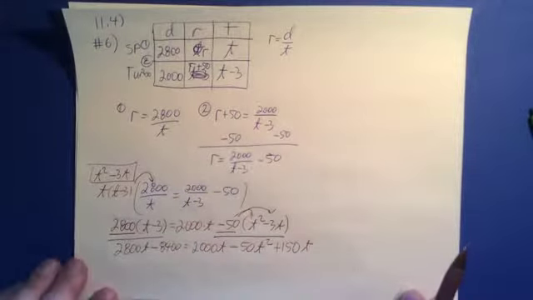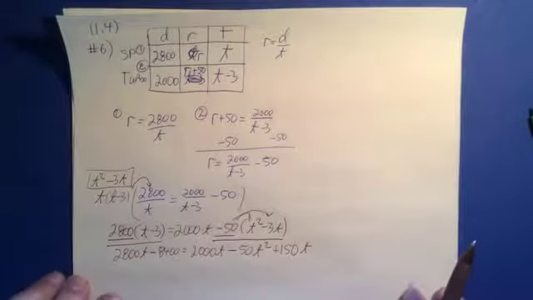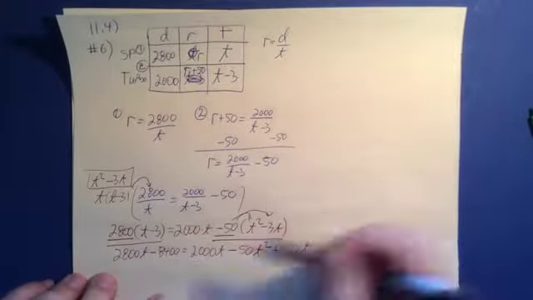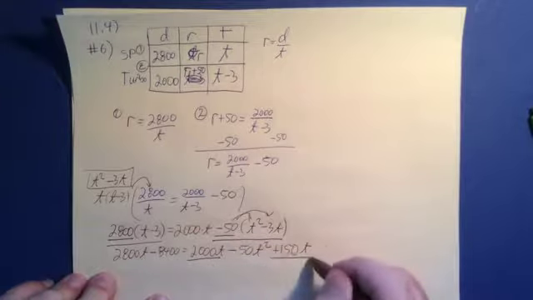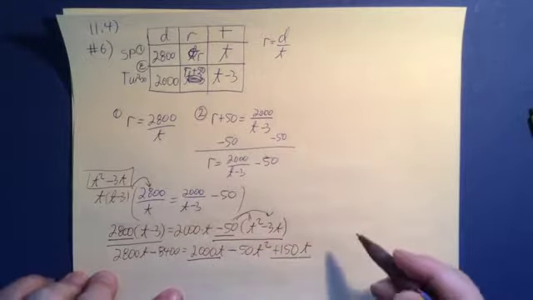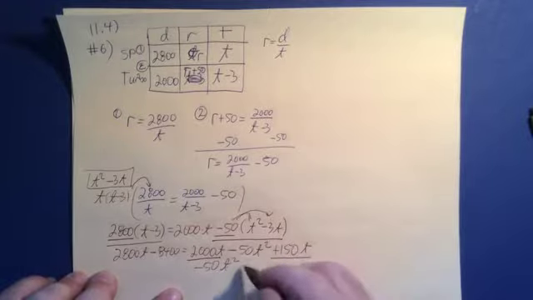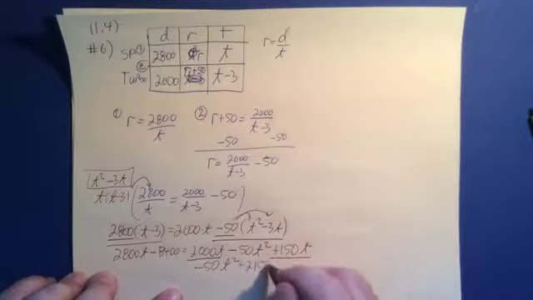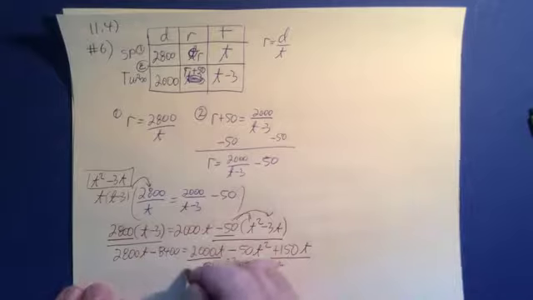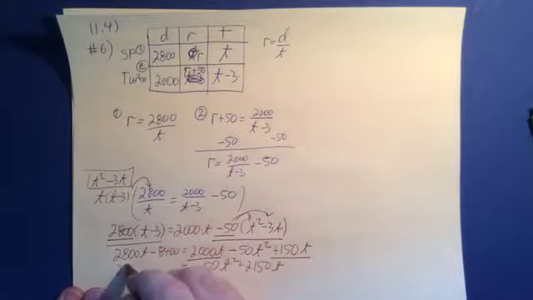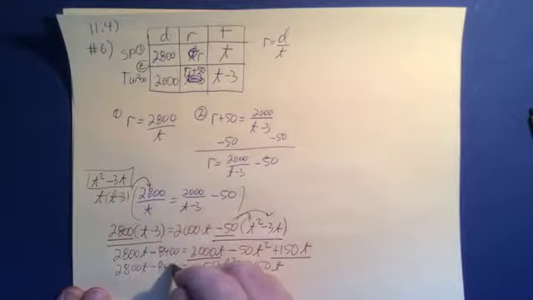From this point, I see what I can combine. If I look to the right-hand side, it looks like I can combine these, and that's going to give me negative 50T squared plus 2,150T. And that's still going to equal what's over here, 2,800T minus 8,400.